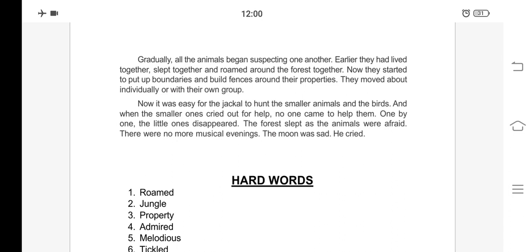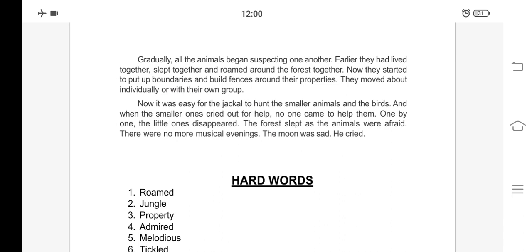Before, they used to live together, sleep together, and also roam around the forest together. But now the jackal poisoned the minds of all the animals, so they started suspecting one another. Now they started to put up boundaries, meaning a real or imagined line that marks the limit of something and divides it from other places or things, and build fences around their properties.